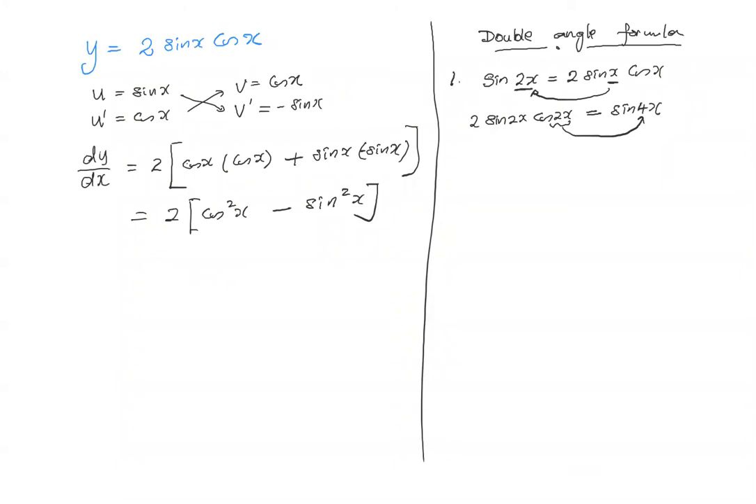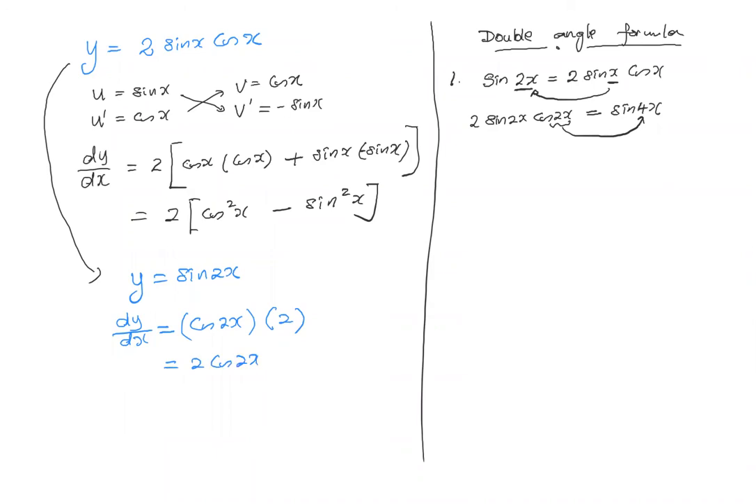Yeah. So for example, this one, I can write it as y equal to sin 2x. So when I differentiate, I don't have to use product rule. It will be cos 2x, then times 2. So you will get 2 cos 2x. I will show you why it is like that afterward. This is the same as this.